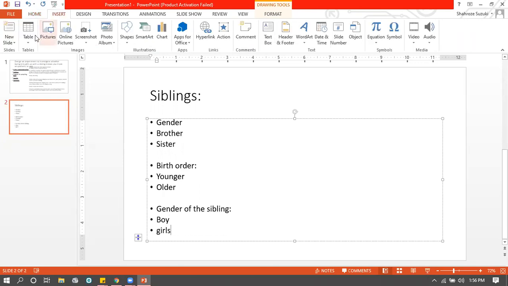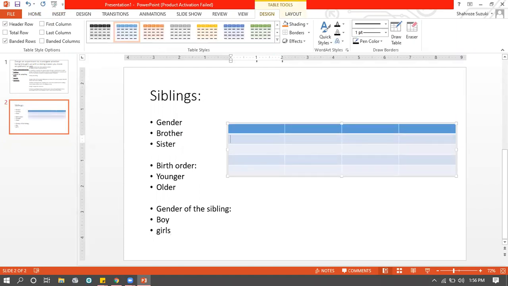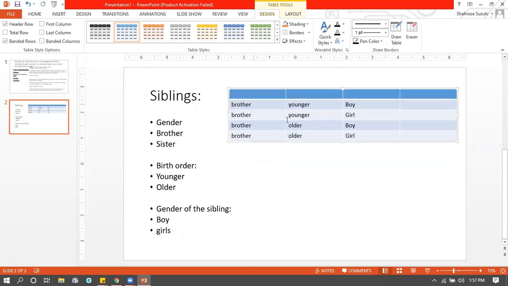So based on this combination, you're going to have a brother who is younger, who is a boy themselves. You're going to have a brother who is younger, but they're a girl themselves. Same for brother again: brother, older, this time boy, girl. So for brothers, we have four categories, right? And the same is going to apply for sisters as well.